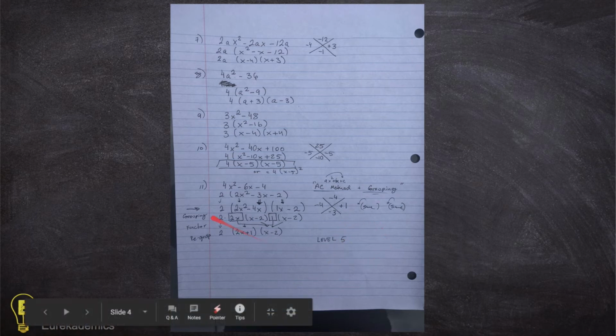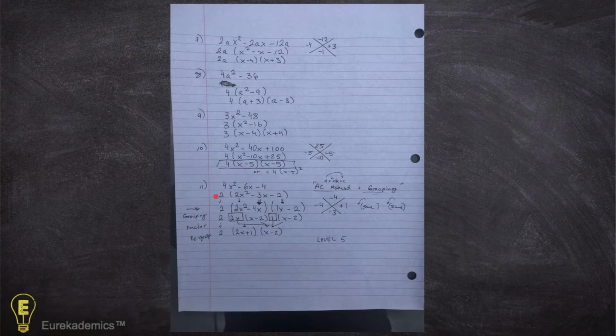Anyway, let's try. So, first things first, greatest common factor. Can we take one out? Of course. 2. Boom. 2's busted out. What is left? 2 times x squared minus 3x minus 2. So the AC method, this is where it gets a little bit different. Instead of putting negative 2 at the top, you actually have to multiply a and c. So you have negative 2 times 2, which is negative 4. A is the first number, B is the second number, C is the third number.